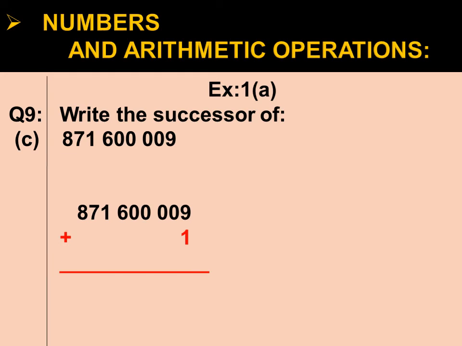Now dear students, question number 9 part C of exercise 1A, we have a number and we have to find out the successor of this number. What will we do? We will add 1. After adding, we will get this type of situation where we have to add 1 plus 9. So what will happen? 1 plus 9 equals 10.